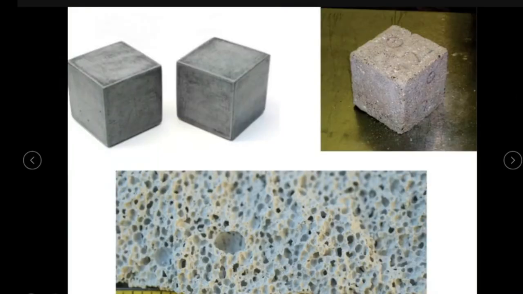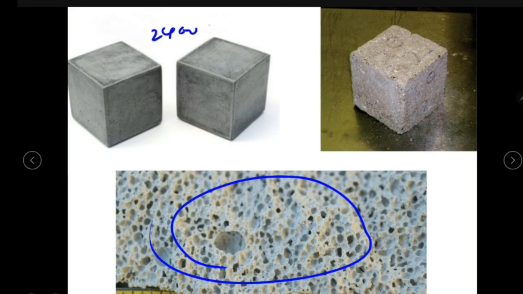All right, of course this figure is not because of the high water cement ratio. This is because we purposely put foam inside our concrete in order to produce lightweight concrete. The density of normal concrete is 2,400 kg per meter cube. Once we put the foam inside, it becomes less dense, and we can achieve less than 1,200 kg, which is half as heavy compared to normal concrete.